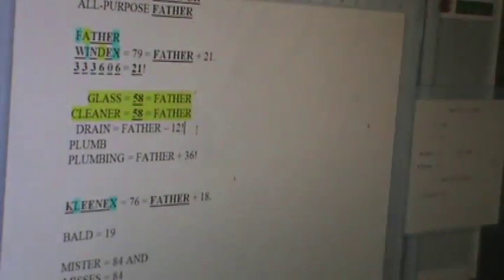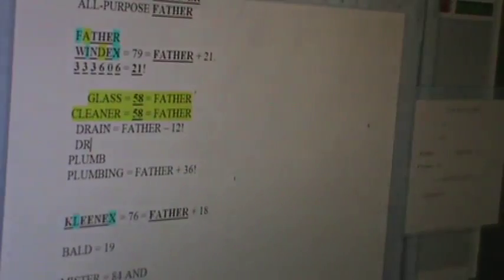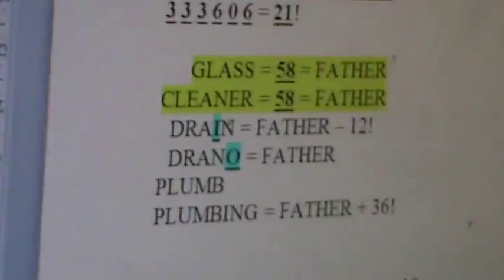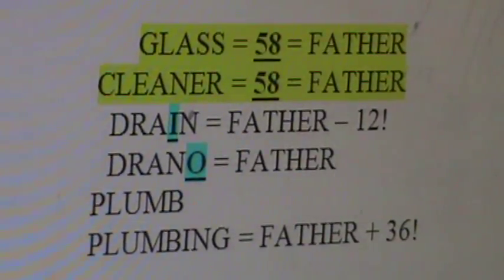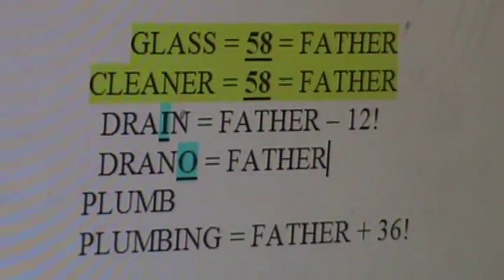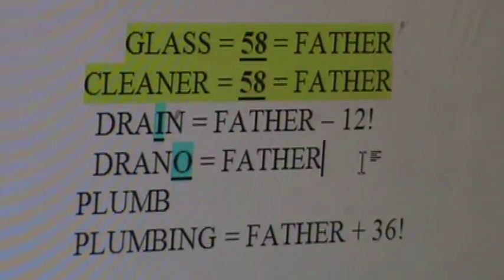And then Drano was just a piece of brilliance on the word drain, because what they did is they just swapped an I to an O, which differed by 6. Now, this is the sovereignty of God. You're going to blow your mind how Drano was just genius for every drain in the history of the universe. They just changed an I to an O, thereby the offset from Father shifted 6, which is prime for the Trinity. So there you go.